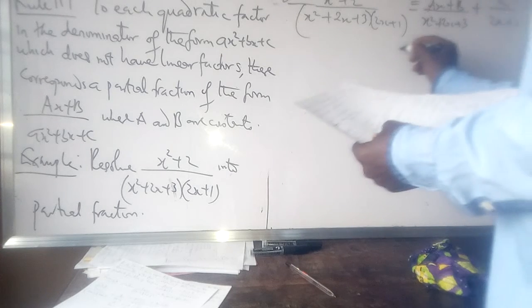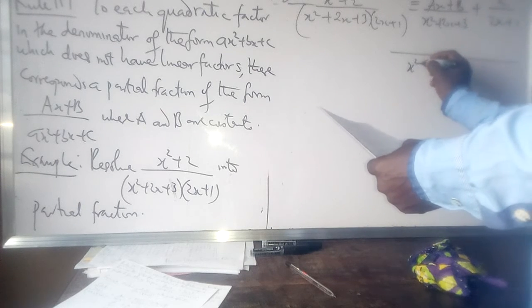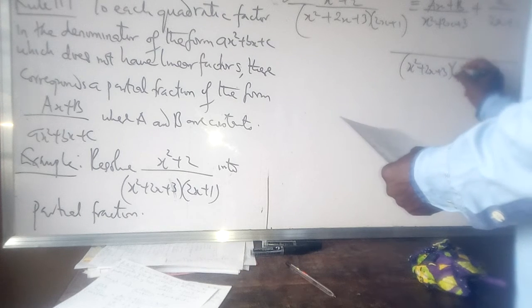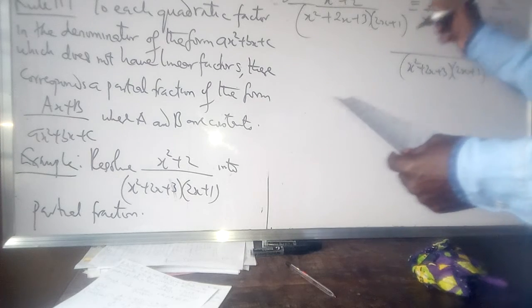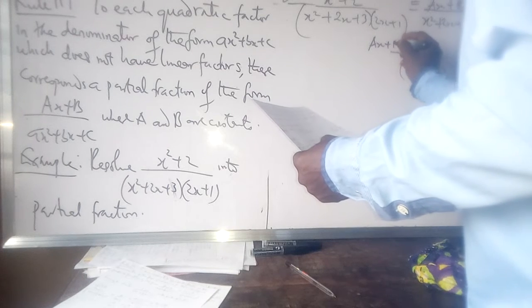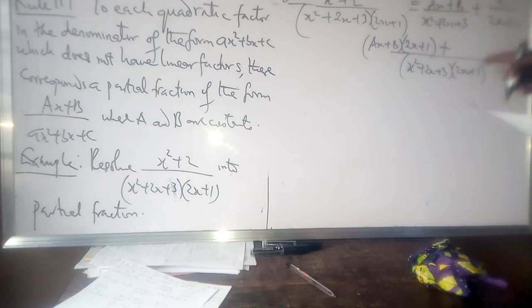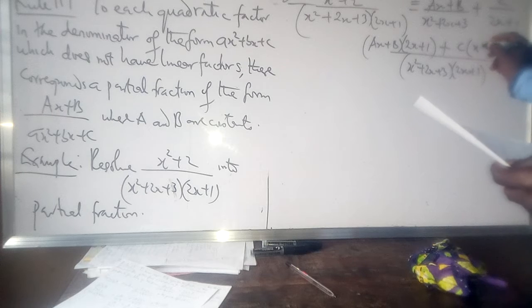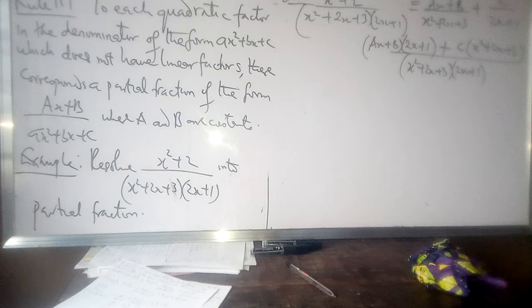So what do we now do? Just find the LCM. We have to be very careful here. Our LCM is (x squared plus 2x plus 3)(2x plus 1). When you divide this by the first denominator, you are left with 2x plus 1, so you multiply it with ax plus b: (ax plus b)(2x plus 1). Then for the second, cancelling 2x plus 1, you are left with x squared plus 2x plus 3, multiplied by c. That is what the fraction is equivalent to.